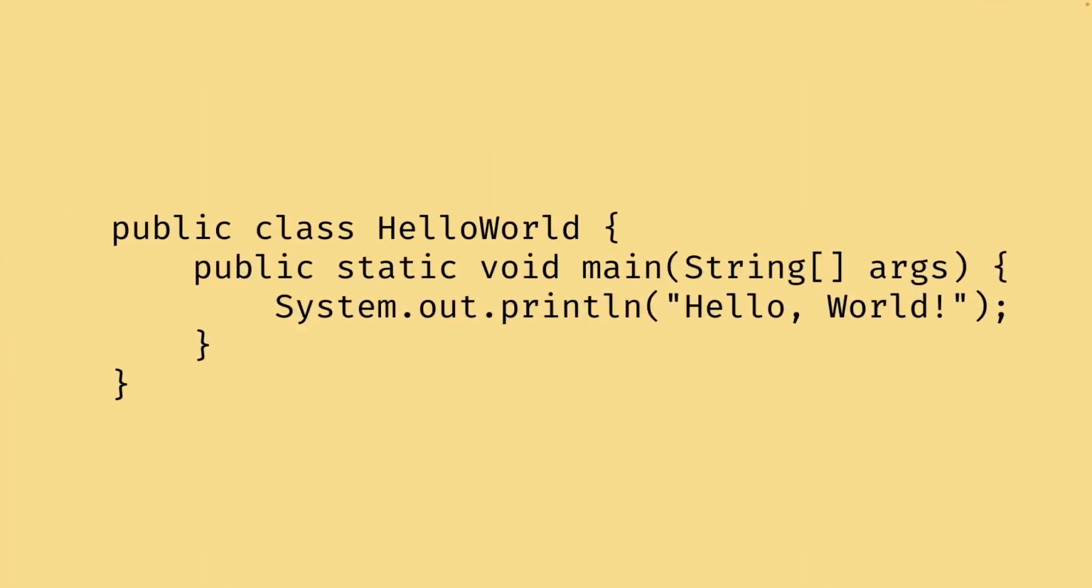So let's break down the code of a Hello World program. As you can see, my first line is a little bit different because we had class main and now I'm having public class Hello World. But this is the class declaration. And in Java, everything is organized in classes.